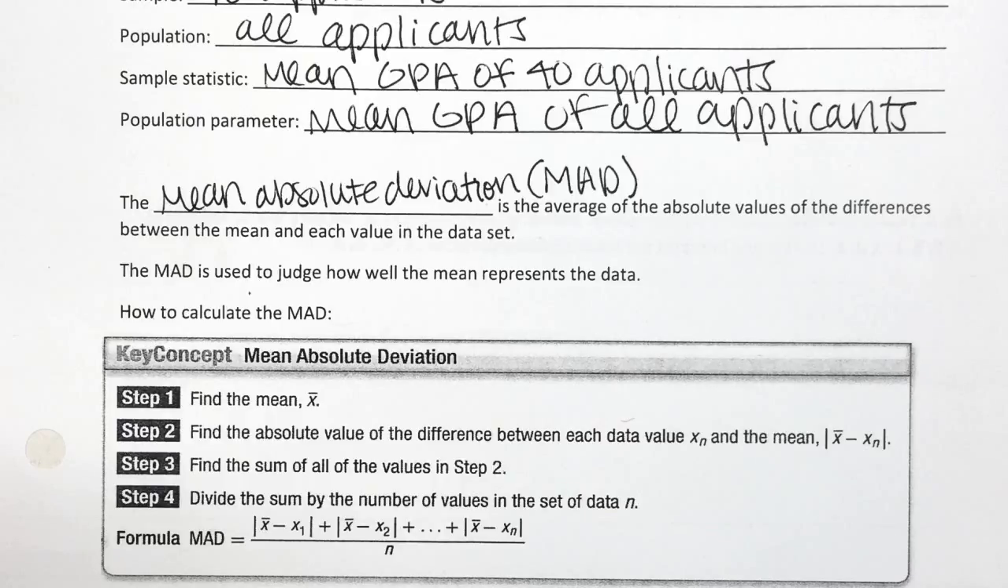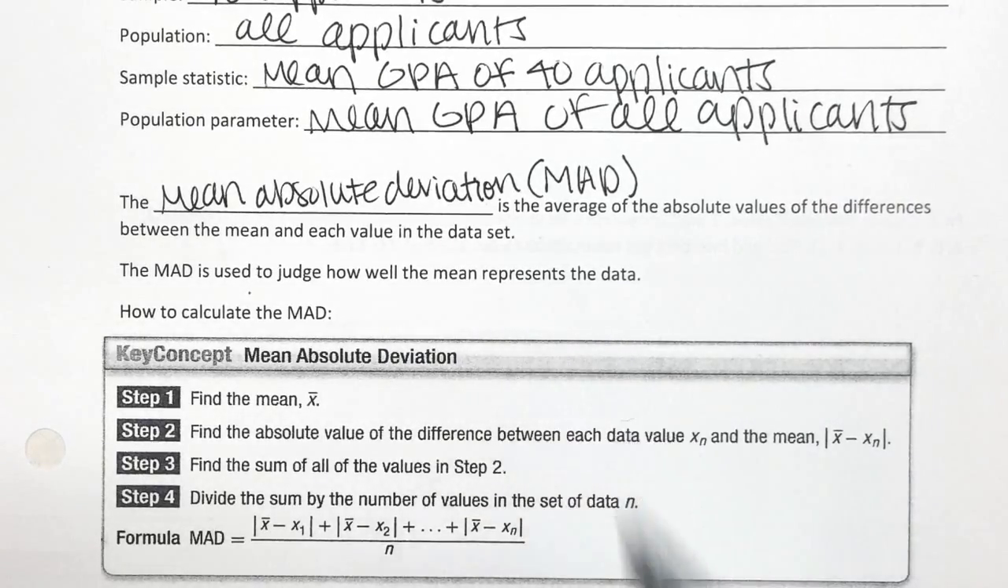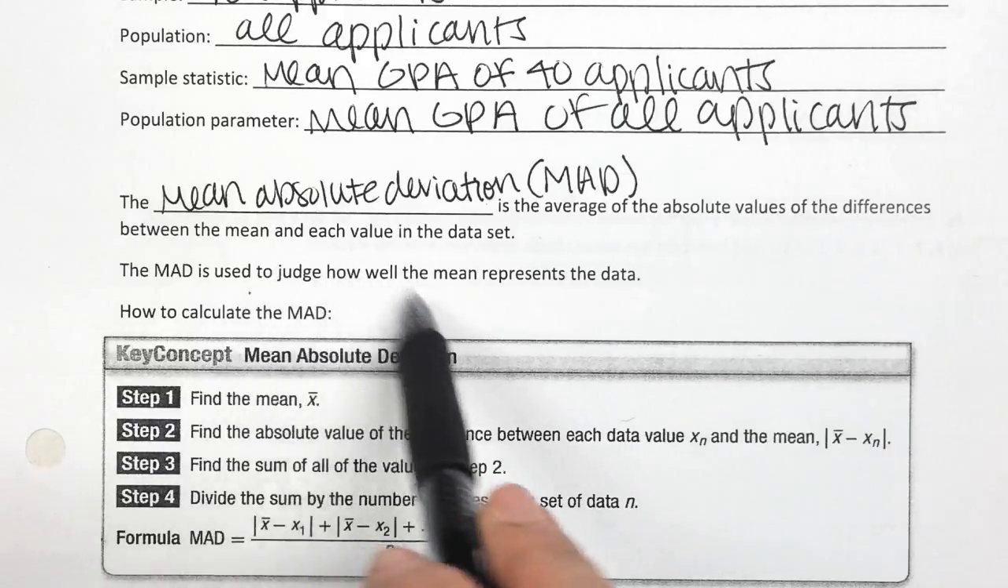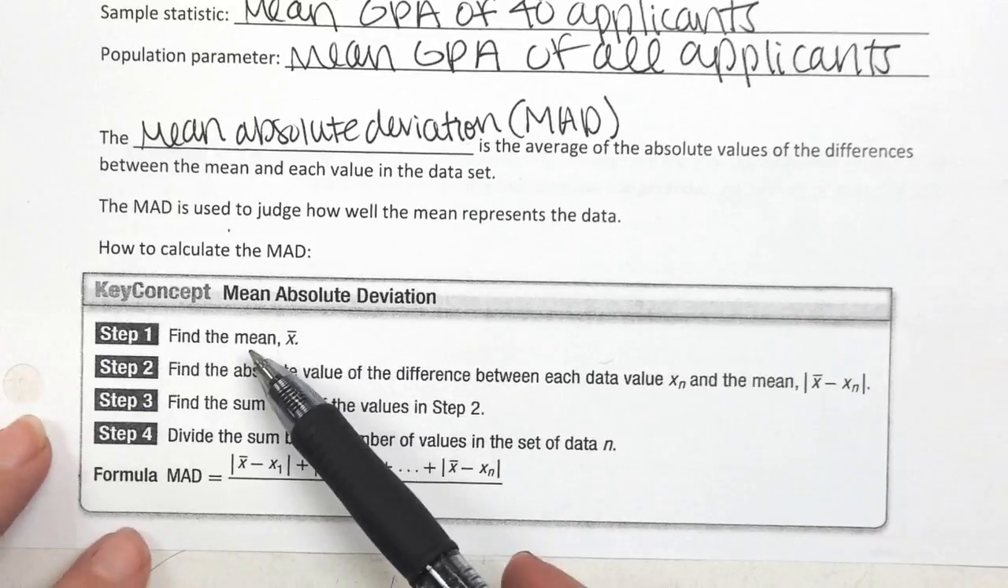All right, the mean absolute deviation is the average of the absolute values of the differences between the mean and each value in the data set. And what is it used for? If you are collecting statistics, it's used to judge how well the mean or the average represents the data. So if I was going to find the MAD of y'all's notes quiz scores from yesterday, I would do that to see how well the average represents everybody in the class. Okay?